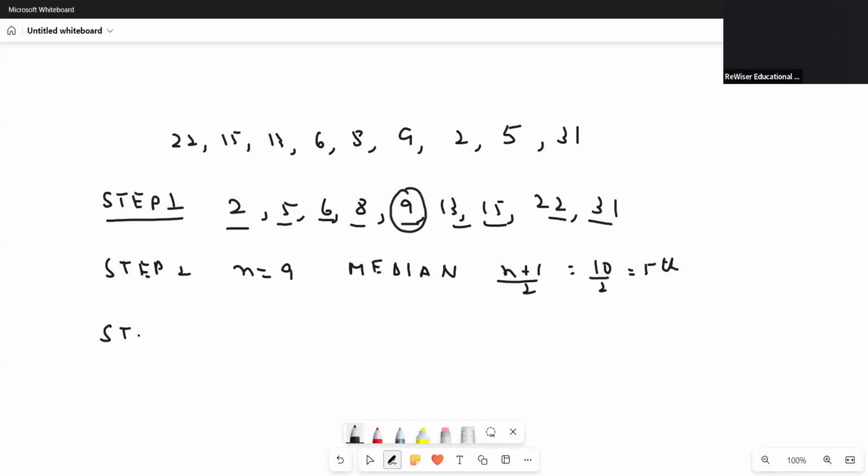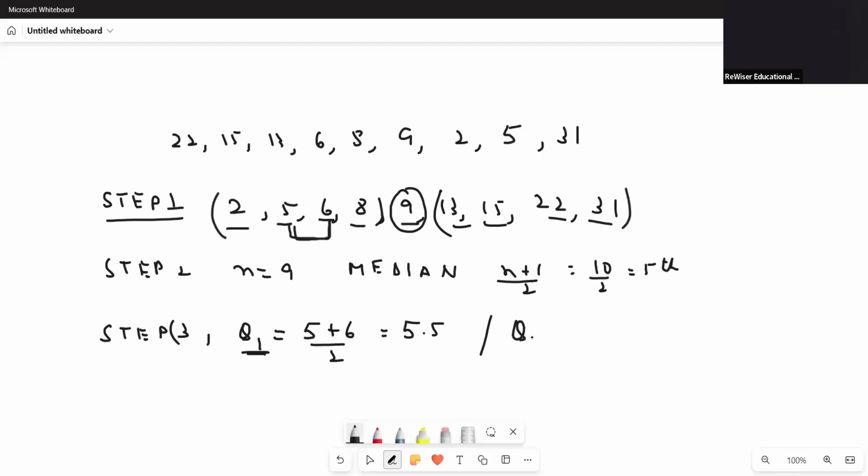Now, step 3. If I need to get the first quartile, excluding the median, I can put it into two groups which have an equal number of elements. Now, the first quartile is nothing but the middlemost value of the first group. So to get the middlemost value of the first group, we have to get the mean of 5 plus 6 by 2. So that equals 5.5. That's how we get the value of the first quartile.